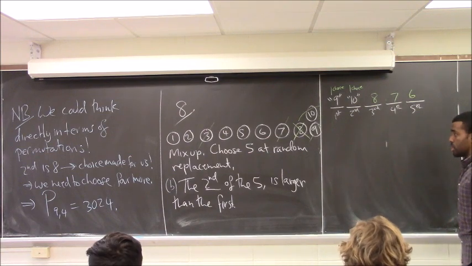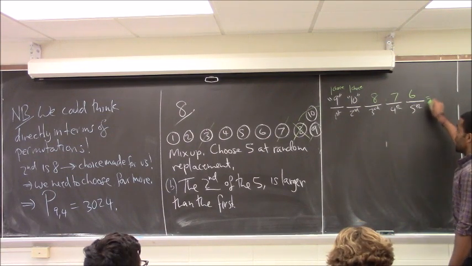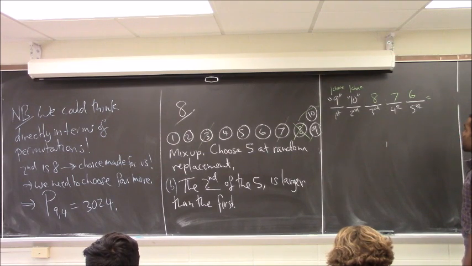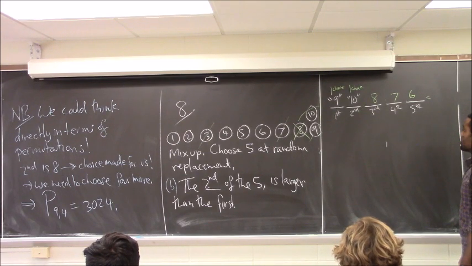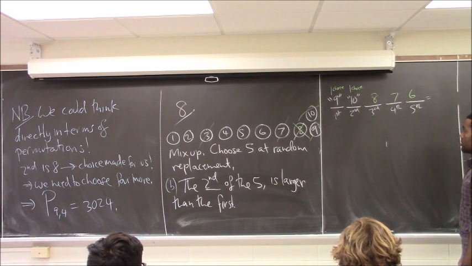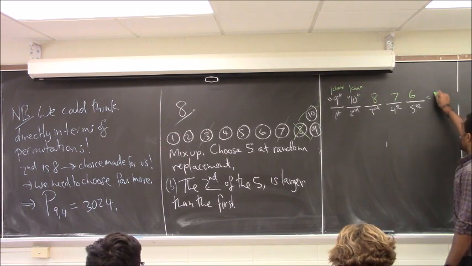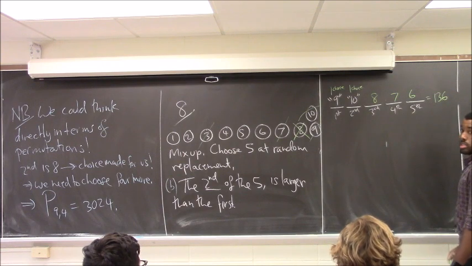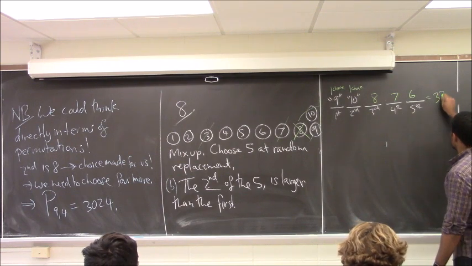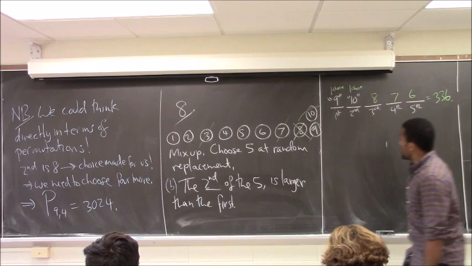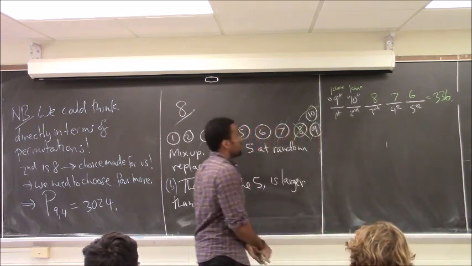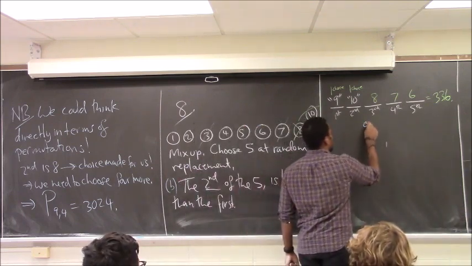It's the same as 3024 divided by 9. How many choices is that? 336 choices. Okay. Is that the only scenario? No.